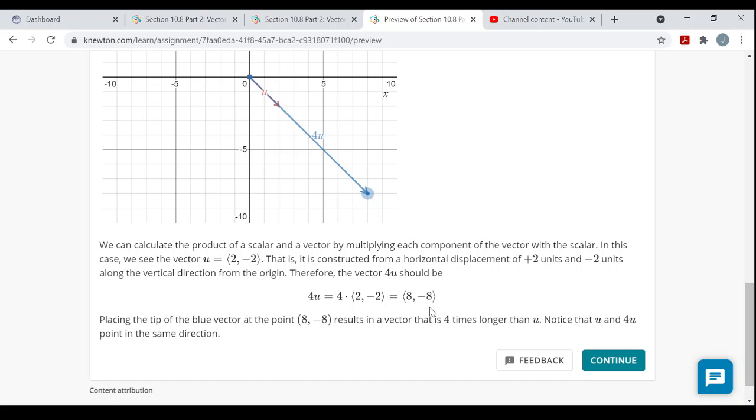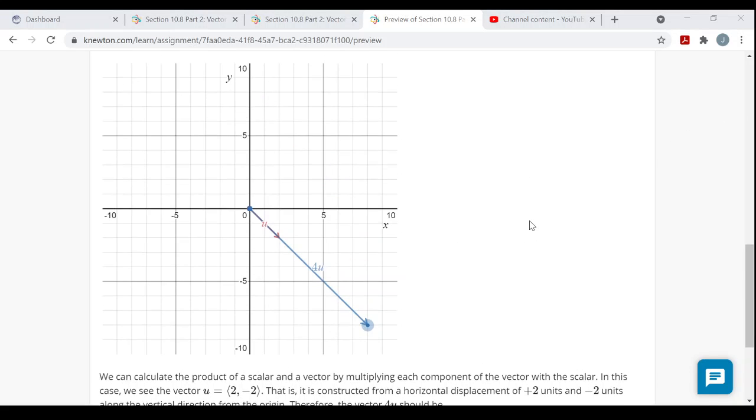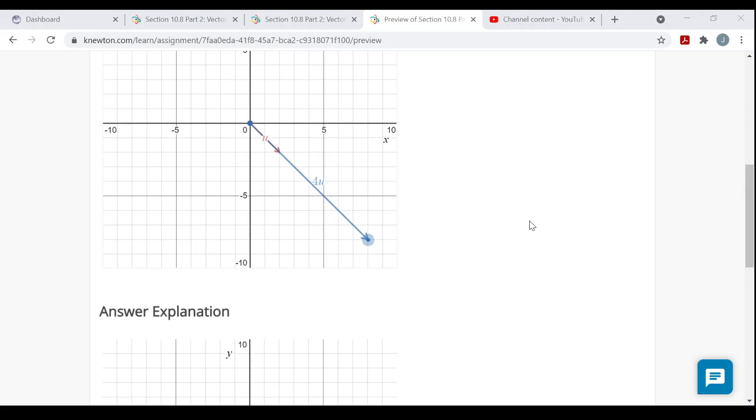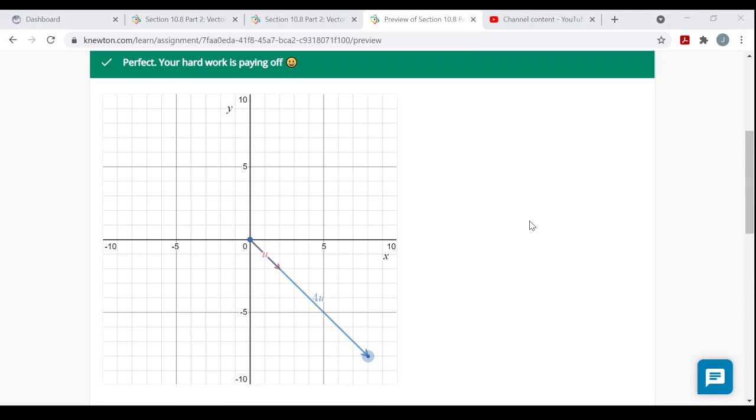They did the same exact calculation here in the explanation that I showed you on my paper. That's really it. Now again, if this were a negative number, you'd see that the new vector would point in the opposite direction. That's all.